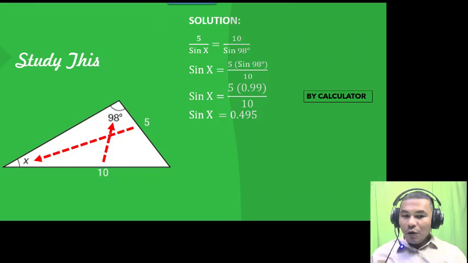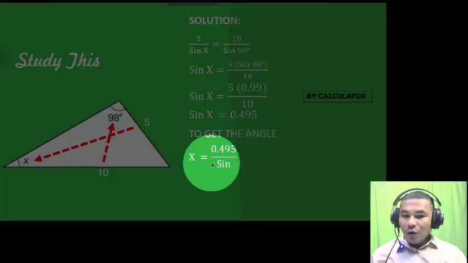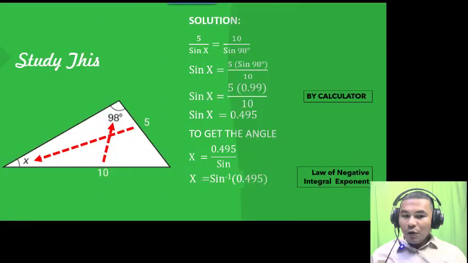So how do we compute the angle since we already have the value of sine x, which is 0.95? To get the angle, we need to transpose sine to the right side of the equation, and that becomes the denominator of the 0.95. Now, using the law of negative integral exponent, bringing the denominator to the numerator is possible. Only that denominator will have a negative exponent.